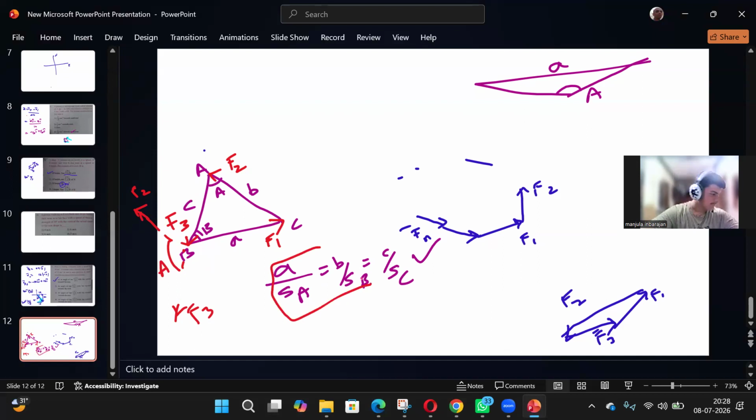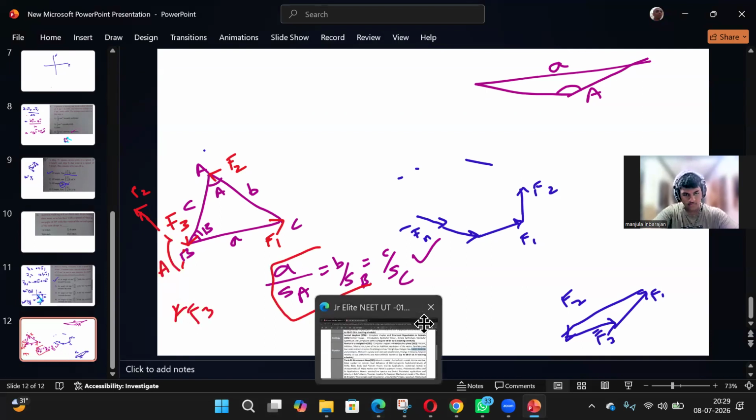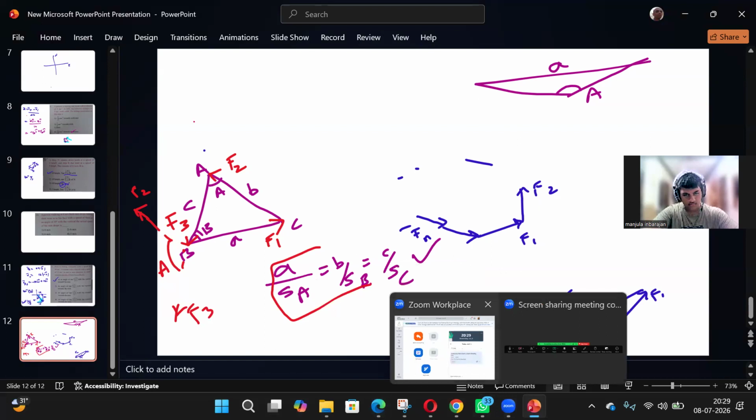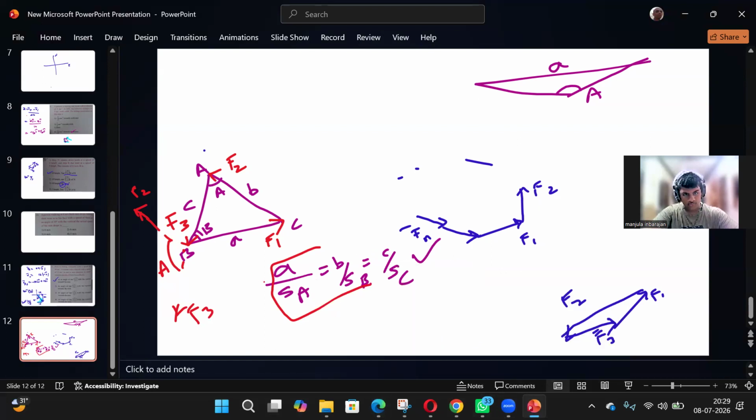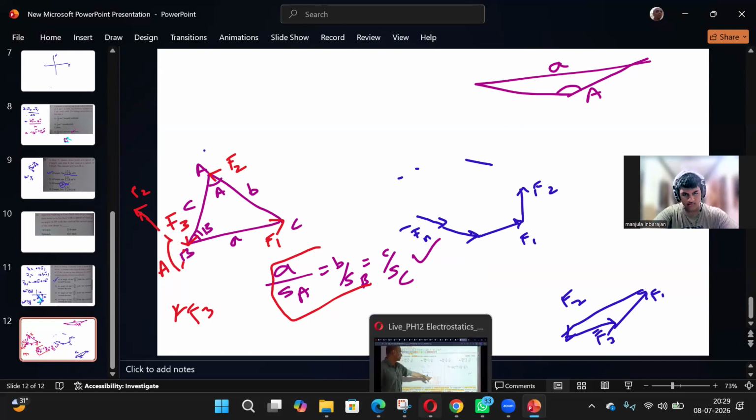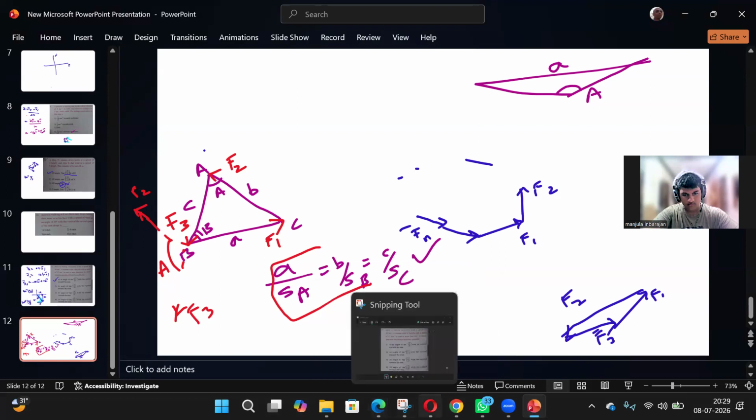You can check your book. F1 by the angle opposite to that force, F2 by the angle opposite to that force, and F3 by the angle opposite to that force are the same. Check your theory book. So basically, Lami's theorem is based on the sine rule for a triangle. Since the net force is 0, it should form a closed triangle. Once it forms a triangle, I know the sine rule is valid. And Lami's theorem is nothing but the sine rule. Is it clear? Yes, sir.